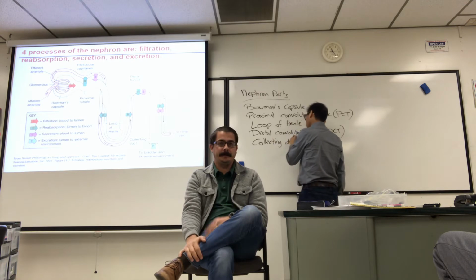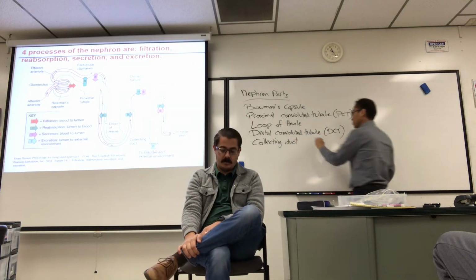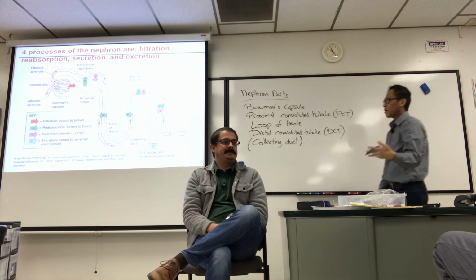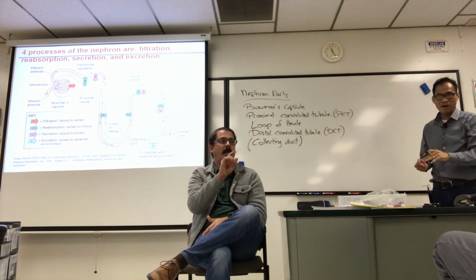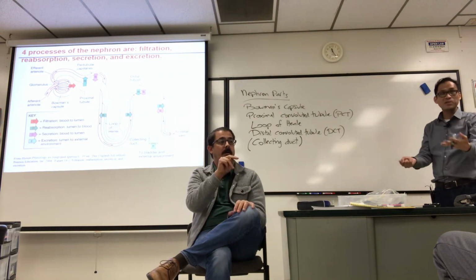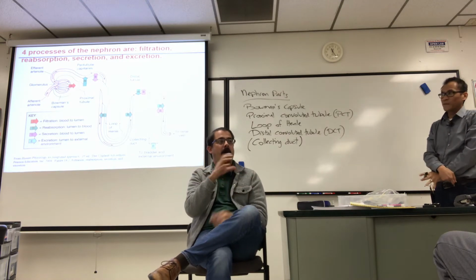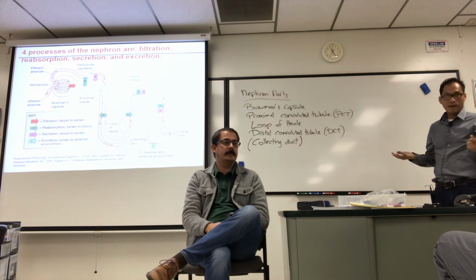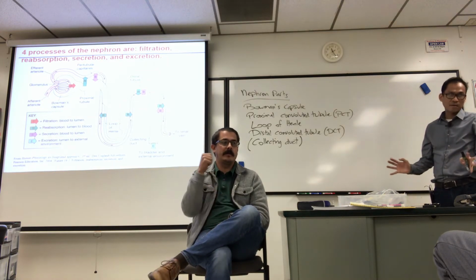Collecting duct. So I'll put it in parentheses. Some histologists or books don't include the collecting duct as part of the nephron because many nephrons dump into it, but I'll just list it there as part of it in parentheses. Anyways, those are the basic parts of the nephron.